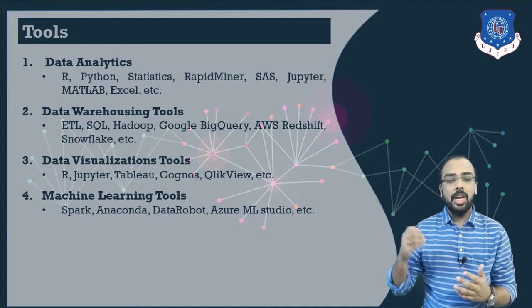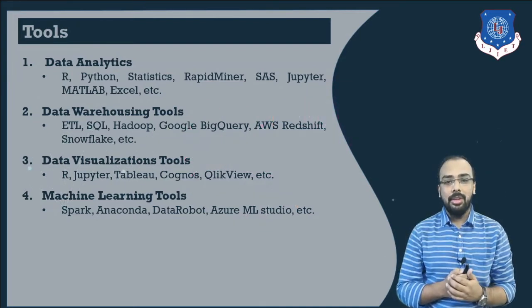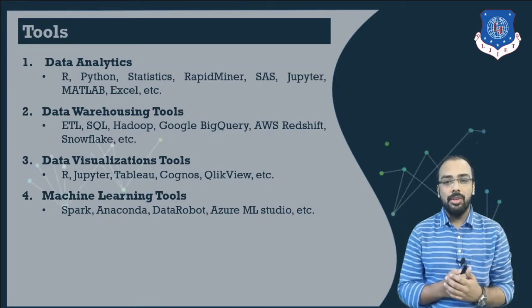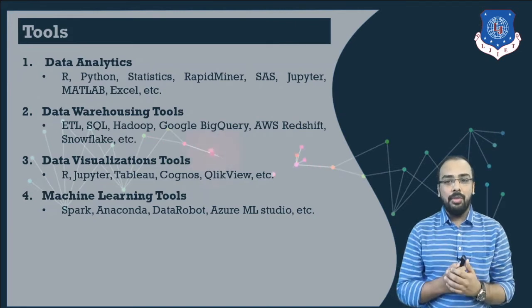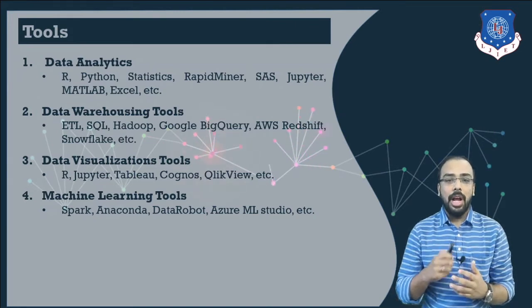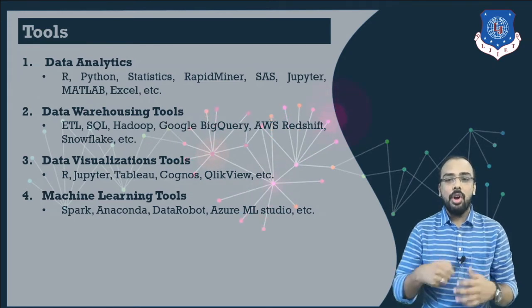The next available tools are for data warehousing. For that we use ETL, that is extract, transform and load of our data. We use SQL. When we have a large amount of data, we use Hadoop. Either we use Google BigQuery, AWS Redshift or Snowflake.